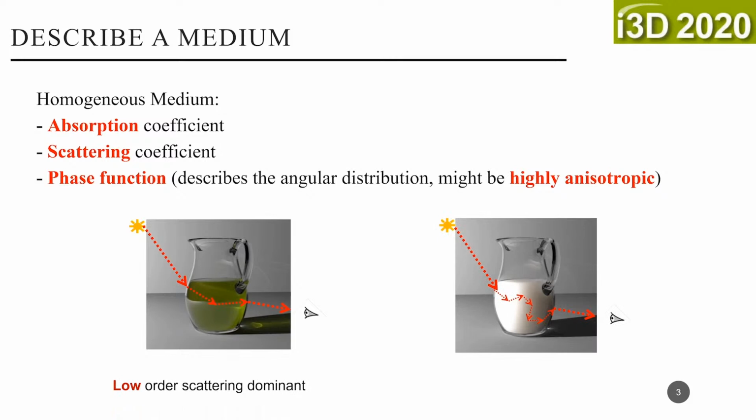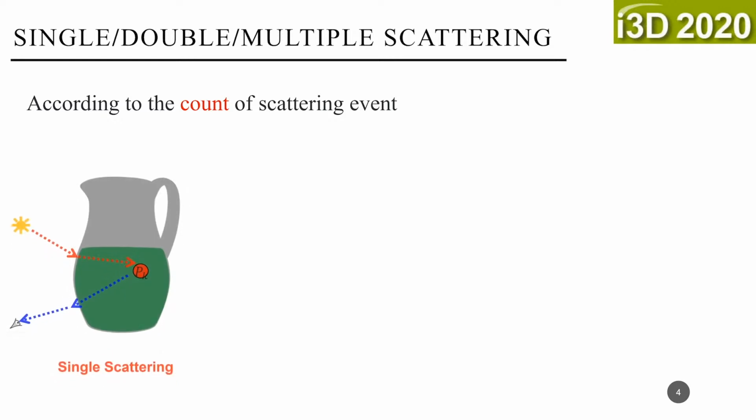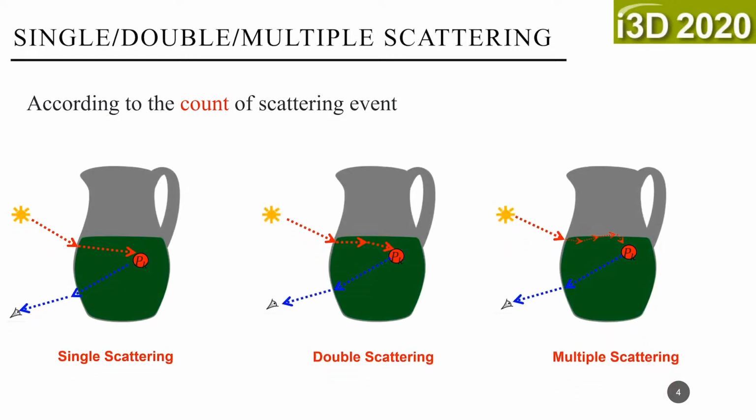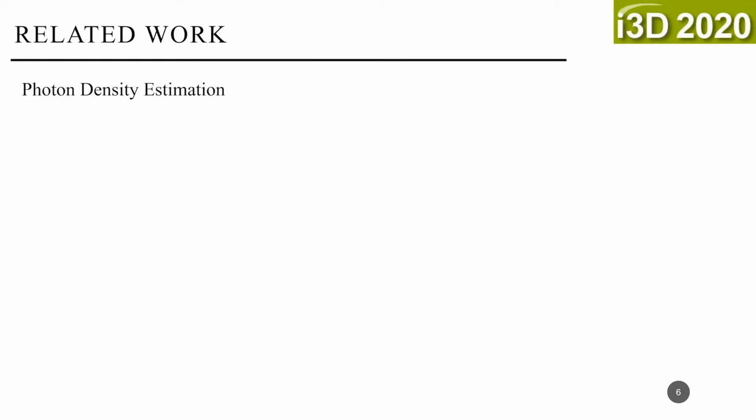In the right one, the multiple scattering contributes the most, so we call it high-order scattering dominant. In our paper, we divide the scattering events into three types: single, double, and multiple scattering. For multiple scattering, we simulate a lot of scattering effects in the medium, which is very expensive. In our paper, we focus on the simulation of high-order scattering, both double and multiple, and use an approximated method to calculate single scattering. Before starting our approach, let's review the related works briefly.